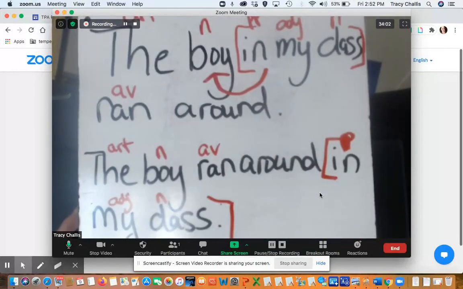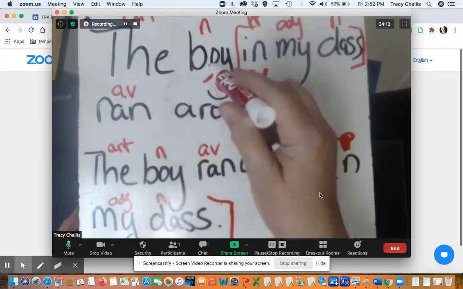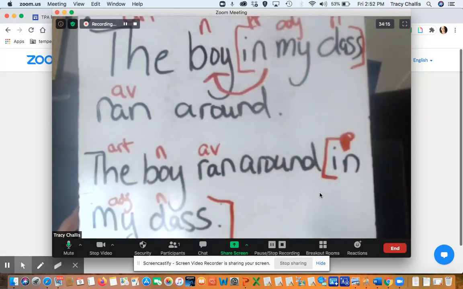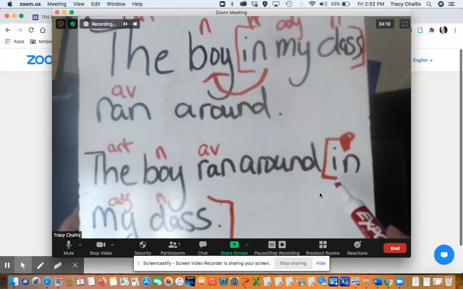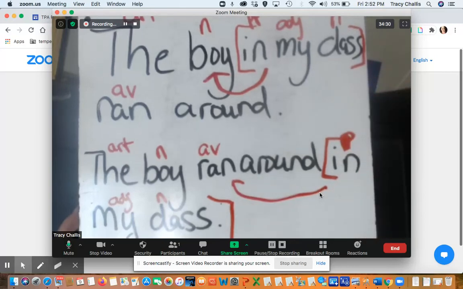It's telling you which boy. It's the boy in my class, not the boy at my house, not the boy in the next class. It's the boy in my class that did this. So it's telling us which boy. It's answering an adjective question. So it's modifying boy. But if you look at this one, the boy ran around in my class. Now it's telling you where the boy ran. So the position of the prepositional phrase makes a difference. Really important to pay attention to.